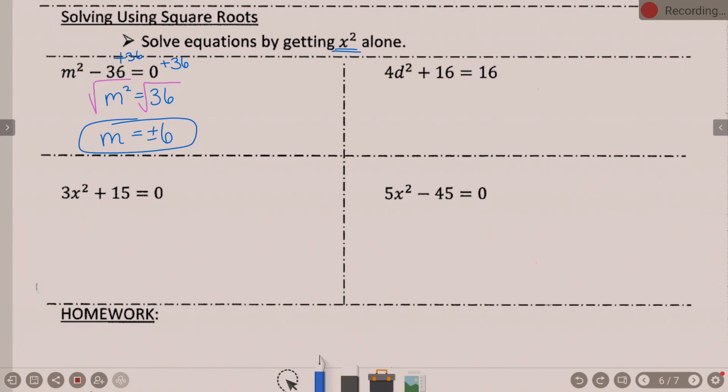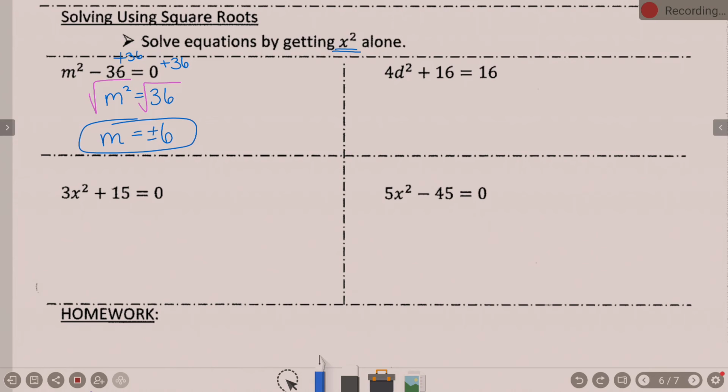So what I always tell my algebra 2s is anytime you take the square root within an equation, you have to give me two solutions, the positive and the negative. So whenever you take that square root in an equation, you throw in that plus or minus sign in front of it. Every time. Okay? Questions?